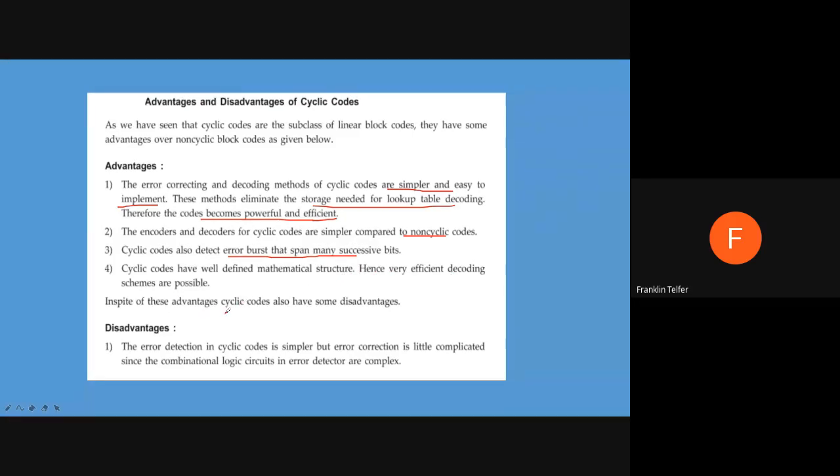In spite of these advantages, it also has some disadvantages. Error detection is a little simpler, but error correction is a little complicated, since the combinational logic circuit for the error detector is complex. You need a combinational logic circuit, like XOR gates, multipliers and adders to detect an error. So the number of shift registers or memory elements can increase in such a way that there is a complexity in the logic circuit.